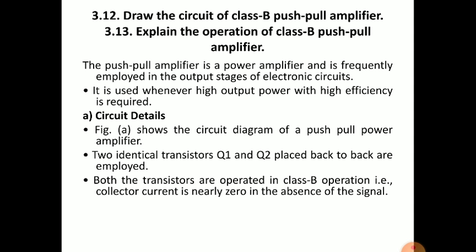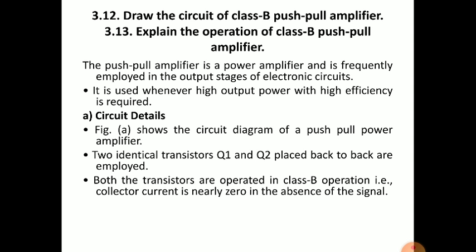So it is used whenever high output power with high efficiency is required. In class A, if you use the directly coupled, we get a maximum efficiency of 25%, that is theoretical, and if you use the transformer coupled, we get a maximum efficiency equal to 50%. But if we want higher efficiency, then we need to move on to the next circuit, that is class B, where we get high efficiency compared to class A and high output power also.